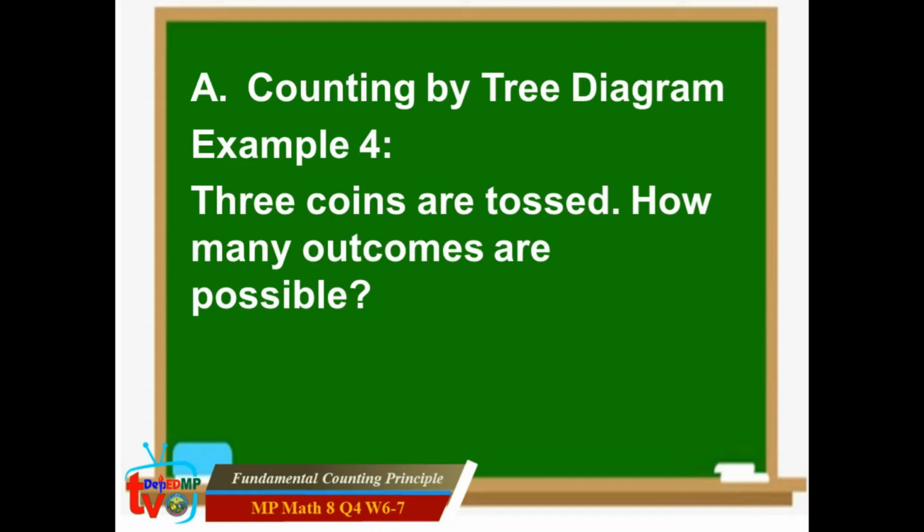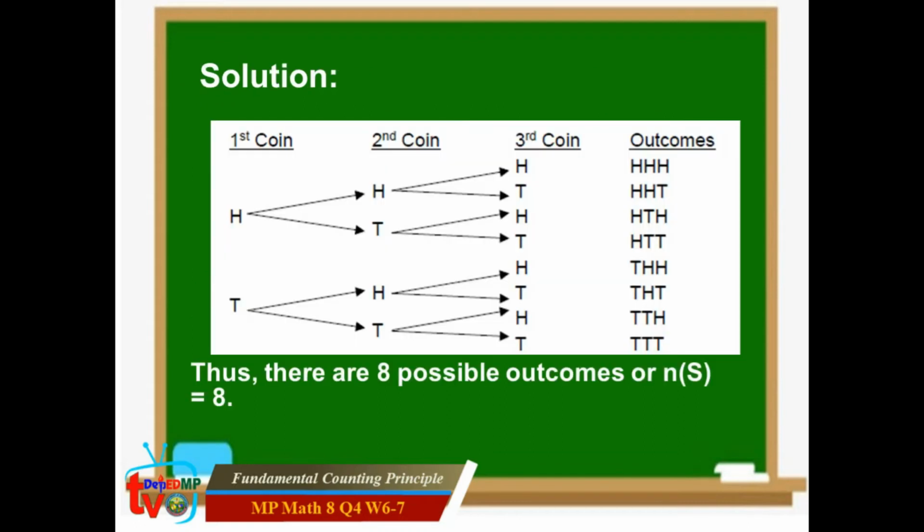Example 4. 3 coins are tossed. How many outcomes are possible? So we have here the solution. The first coin, the second coin, and the third coin.